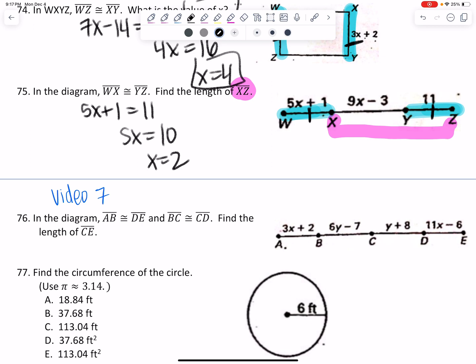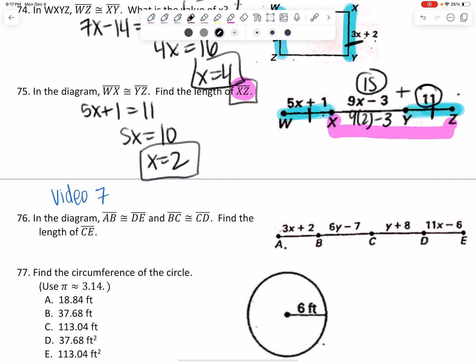Why does that help me? Because if x is 2, it doesn't say find the length of x. It says find the length of XZ. Well, I know that this is 11. I got to figure out what this piece is. So I'm going to do 9 times 2 minus 3, since I know what x is. 18 minus 3 is 15. So 15 plus 11 is 26. I love that question. That is the length of XZ equals 26. And that is what I just found.